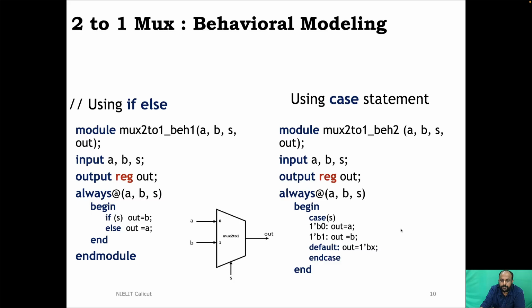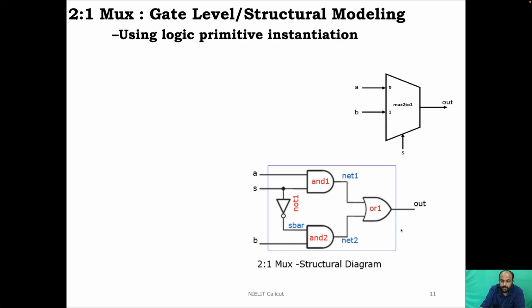Okay. So that is about behavioral modeling using the if statement as well as the case statement. Now let us see how the same multiplexer is implemented using structural modeling. To implement structural modeling, we need to understand the structure of the circuit which we are trying to implement. From this specification, it is clear that the expression for the output is A S bar plus BS. So the same thing is materialized here.